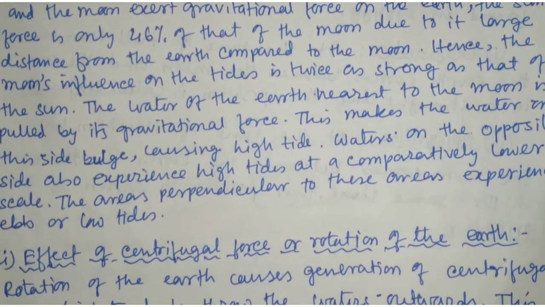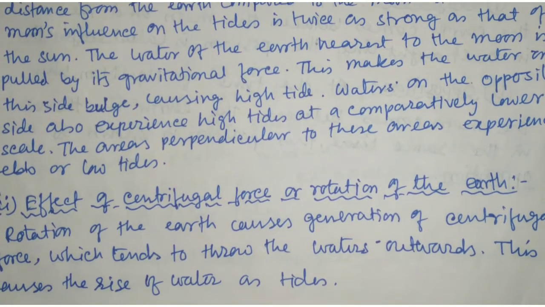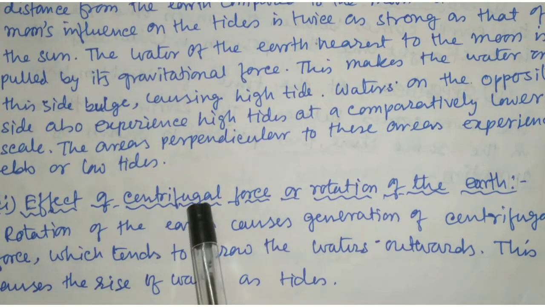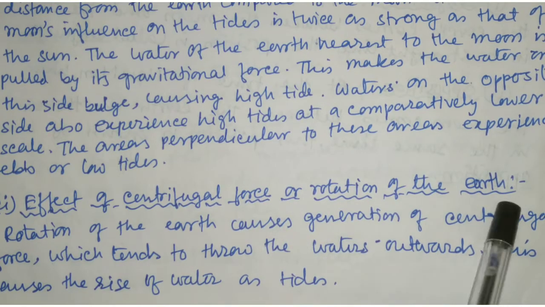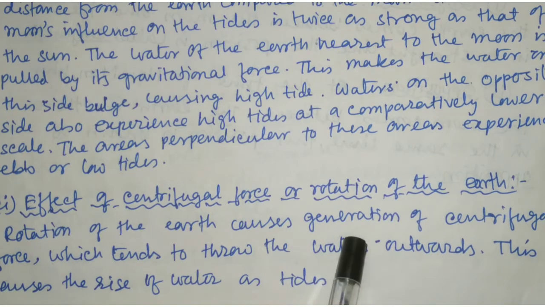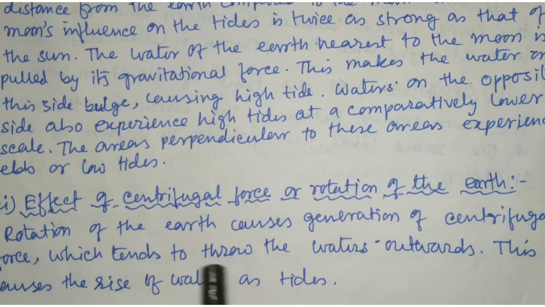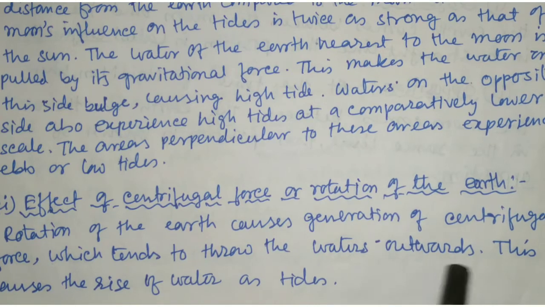Point number 2, effects of centrifugal force or rotation of the earth. Rotation of the earth causes generation of centrifugal force which tends to throw the water outwards. This causes the rise of water as tide.